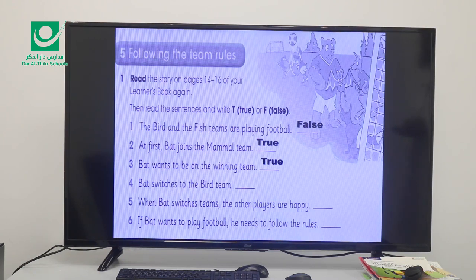4, bat switches to the bird team. Again, true. You know, in the second part of the match, when he noticed that birds are winning, he said, I want to go to the birds team. 5, when bat switches team, the other players are happy. All the players were happy because he switched the team? No, of course no. So it's false. Number 6, if bat wants to play football, he needs to follow the rules. True.